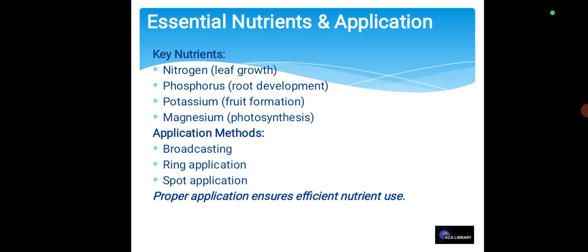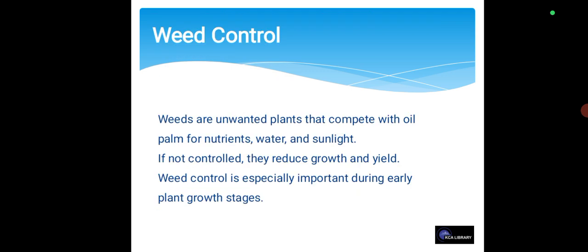Then the second is ring application. This involves applying fertilizer in a circular band around the base of the plant, usually at the drip line where active roots can absorb nutrients efficiently. So another way is spot application. Spot application is when we place fertilizer in a specific hole or point in the soil near the root zone to ensure direct nutrient uptake and also reduce wastage.